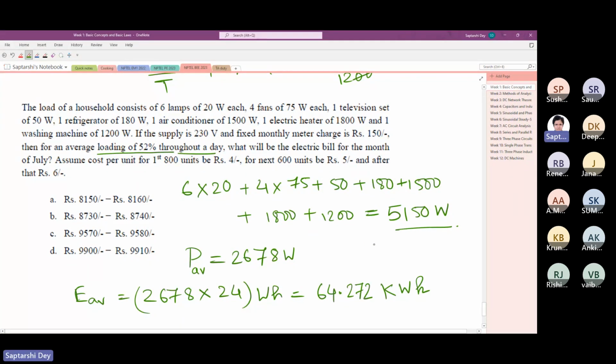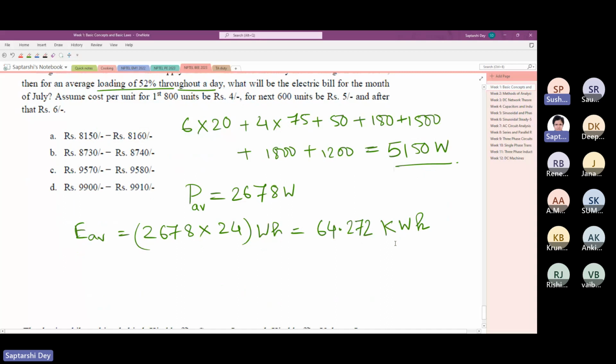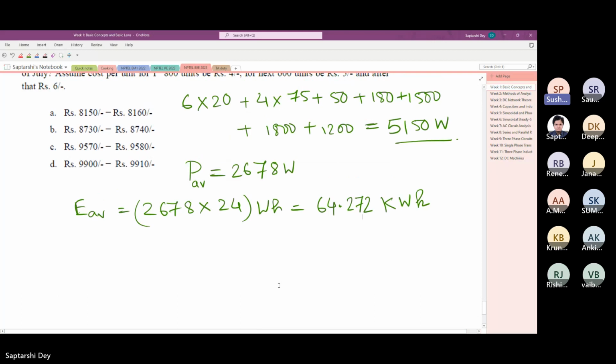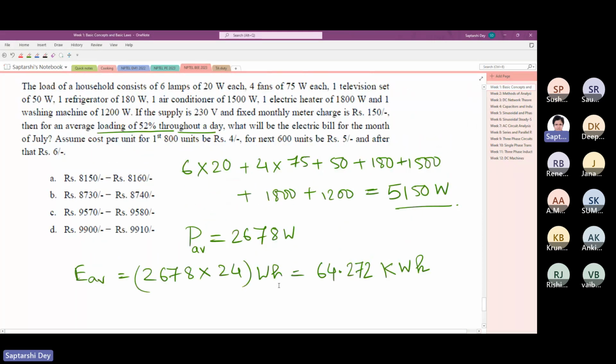Let us check once. 52% throughout the day. Yeah, it's correct. Average loading means all these loads are not turned on throughout the day. Basically, they made your life easier. Otherwise, they could have given you a table that this lamp is turned on from 7 a.m. to 8:30 a.m., air condition is turned on 7:30 to 8:30. In that way, you could have found out the total energy. They made your life easy. They said average loading is 52%.